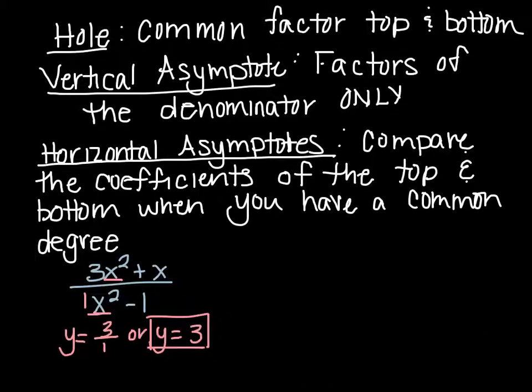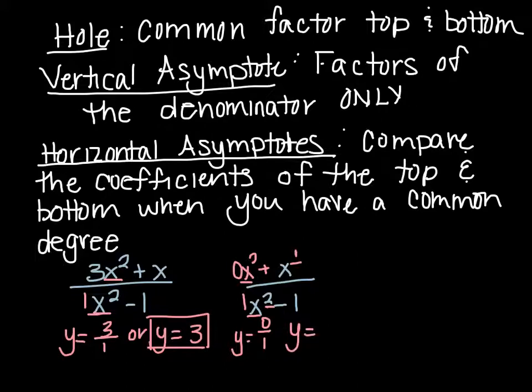What happens when I have x/(x^2 - 1)? Those are not the same degrees, so I'm going to add a 0x^2 to the top. 0x^2 is non-existent, so it's 0 times x^2. But now that they're the same degrees, I can compare them. y equals 0 over 1. When I simplify that, I get y equals 0.